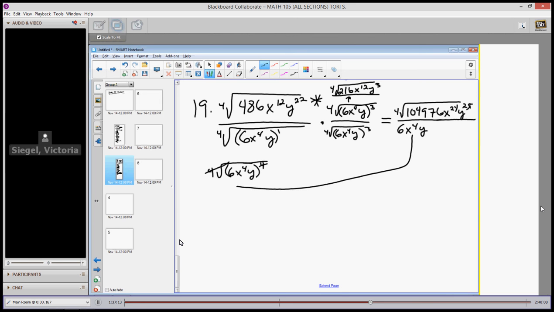I'm just going to extend the page so people can see it as I'm working. I'll just go back up when I'm done with the whole problem.